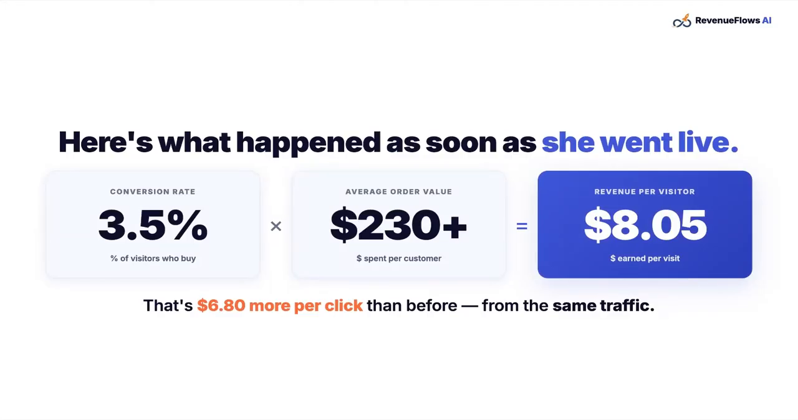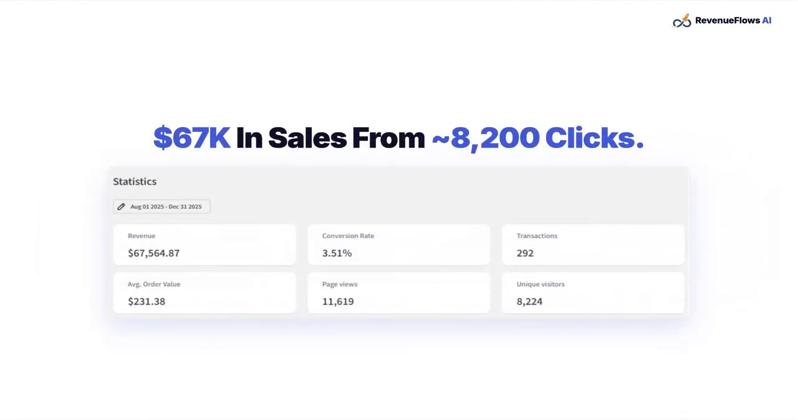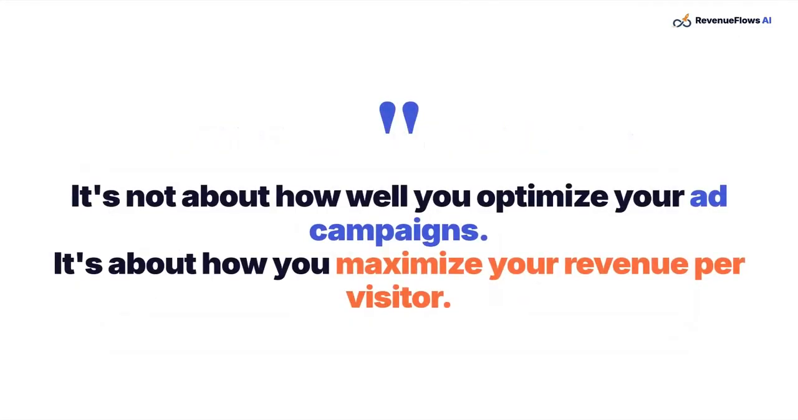Her conversion rate jumped to 3.5%. Her average order value spiked to more than $230, which means that she was making $8.05 from every visitor, as opposed to $1.25. That is $6.80 more per click than before from the exact same traffic that she was already getting. She generated $67,000 in sales from just 8,200 clicks to her product pages.